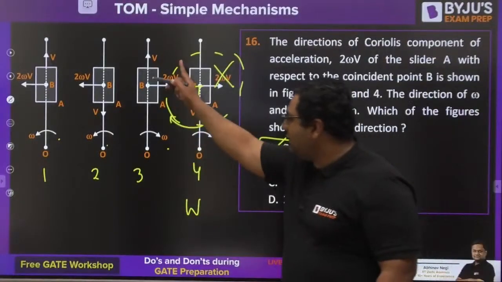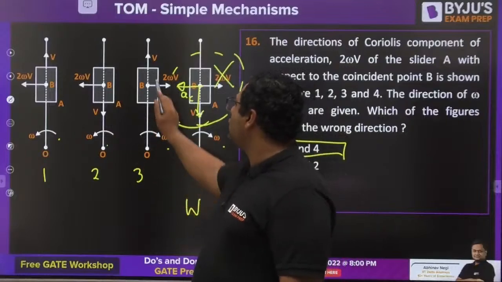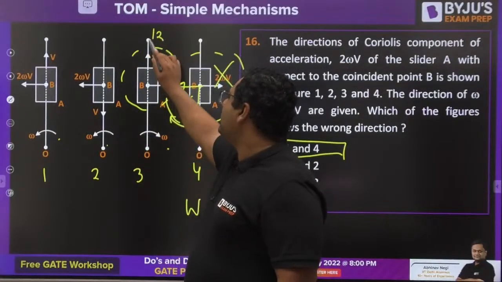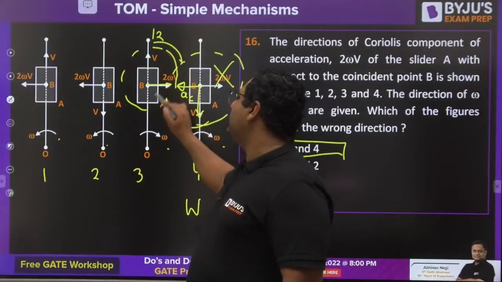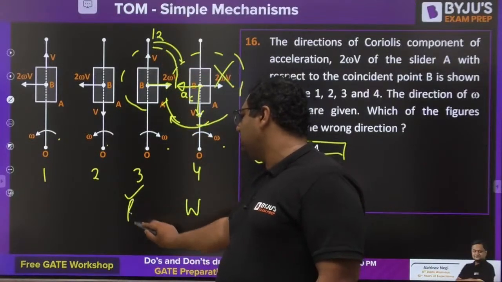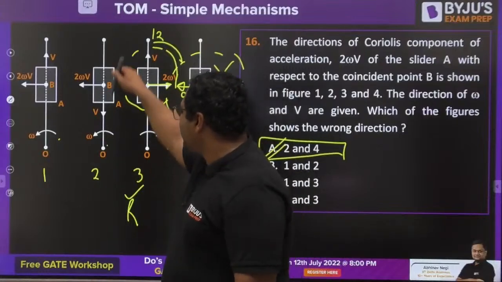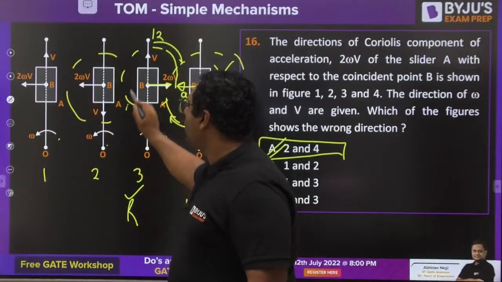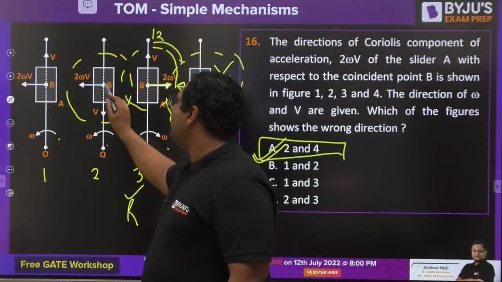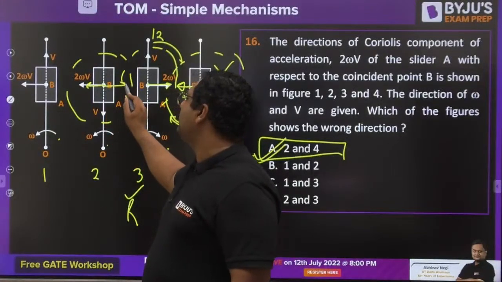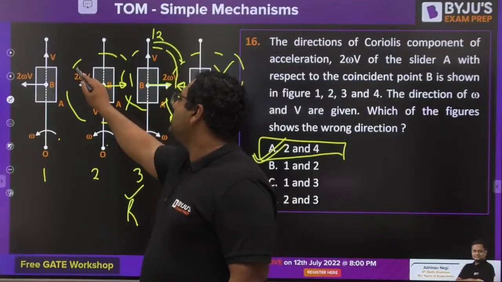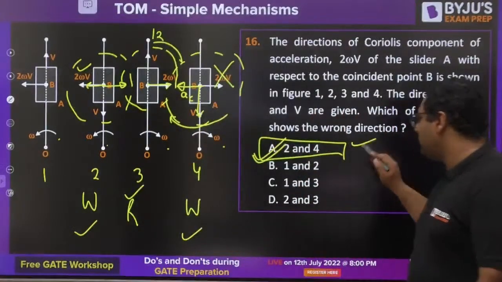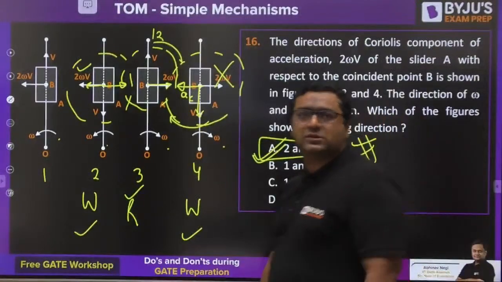If you see this one, this is clockwise. Velocity is given in this way. Time is 12. After 90 degree clockwise, time will be 3. So direction is correct. It is right. Here if you see, this is the direction. This is anti-clockwise. So if you imagine a clock here, clockwise will make it here, but it is anti-clockwise, so we'll go here. So given direction is this, so it is wrong. So 2 and 4 are the wrong directions.